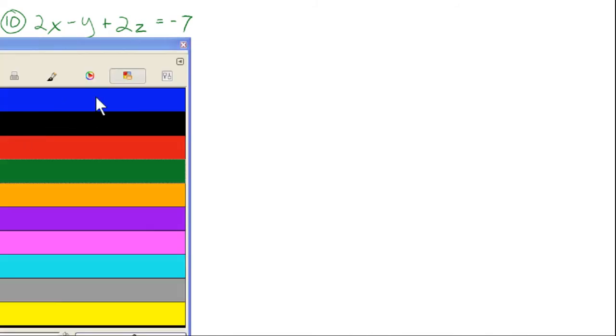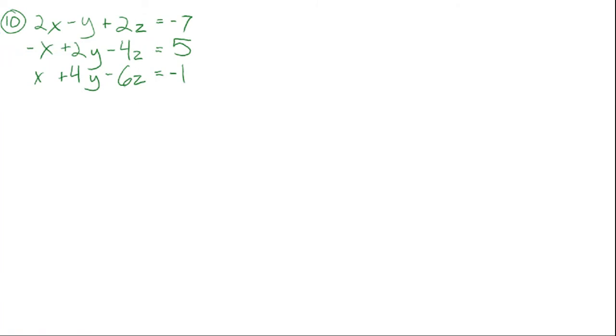Maybe it'd be helpful, sorry about that, to label these, like equation 1 and equation 2 and equation 3. So we're going to take equation 2 plus equation 3, and these x's will cancel out. And so what we'll get is -x plus x is 0x, 2y plus 4y is 6y, -4z minus 6z is -10z, and 5 minus 1 is 4.